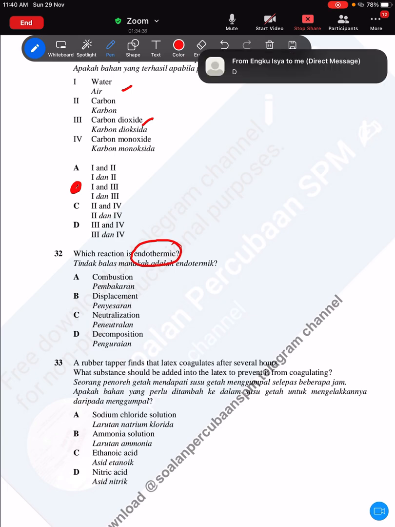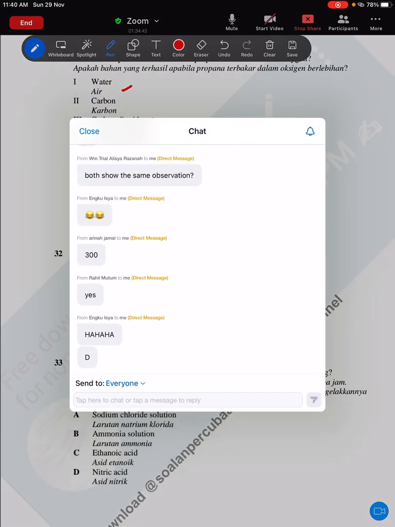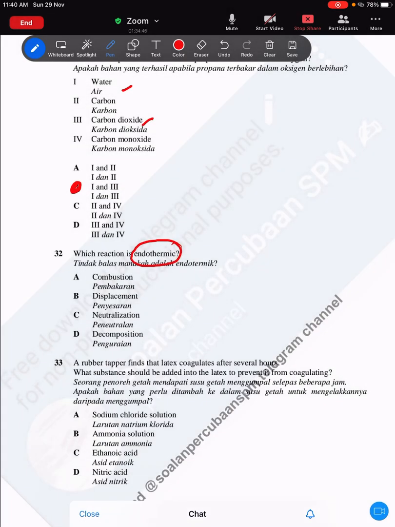Decomposition. Wait. Decomposition. Kejap. Displacement is not. Combustion is not. Decomposition. Sebab I'm quite wondering as well.